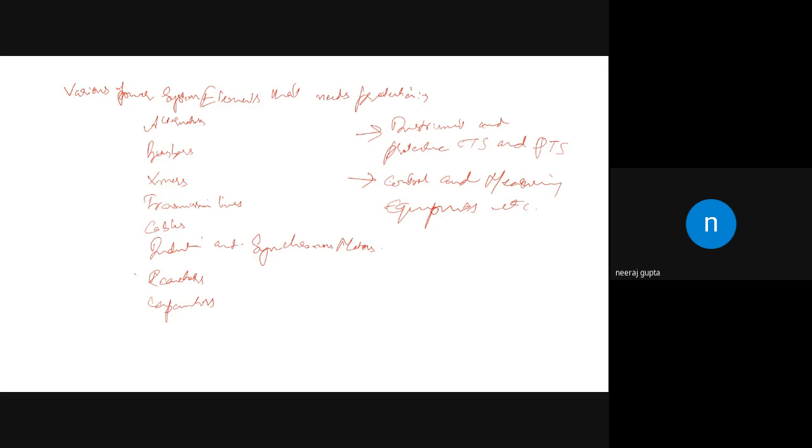So each of these entities needs protection, and each apparatus has a unique set of operating conditions. That is, each apparatus has a different set of operating conditions. The transmission line is geographically spread over a very long distance, and the transformer windings are localized. You have the transformer windings at one particular place. So we need different protection for these two.